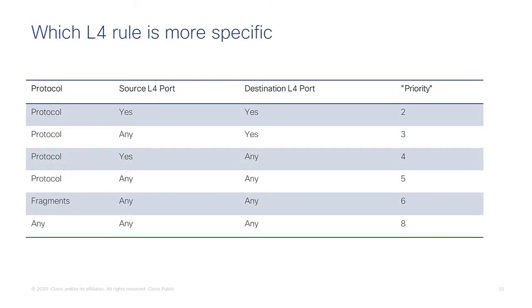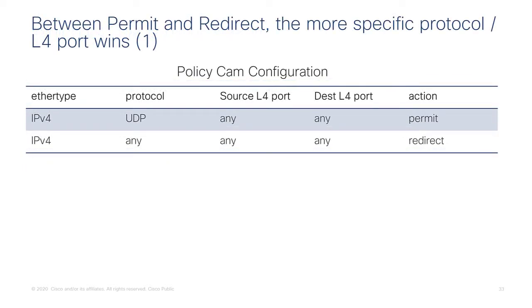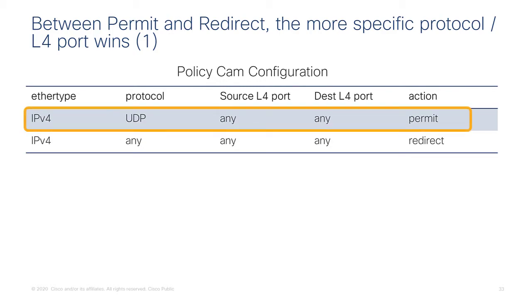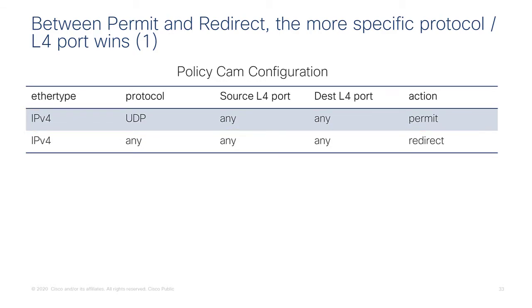So this is a table that summarizes different priorities. So highest priority goes to the rules that have both layer 4 ports specified, and then all the other combinations, and the lowest priority rule is the one where protocol and layer 4 ports are not specified. Examples here, let's take a configuration where the protocol is specified, it's UDP, and the action is permit, and then you have another rule that has any, and the redirect.